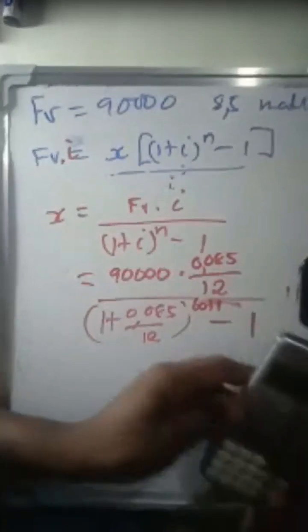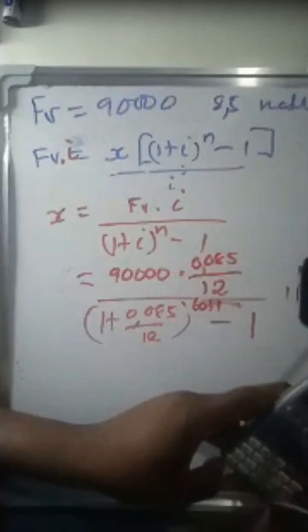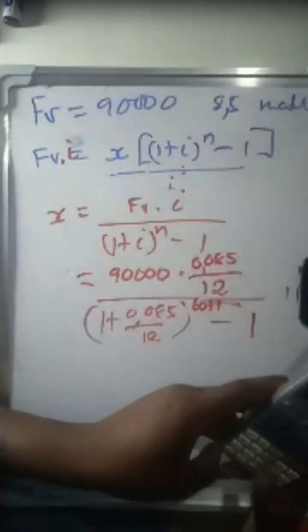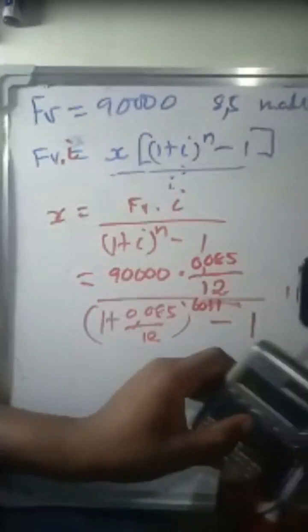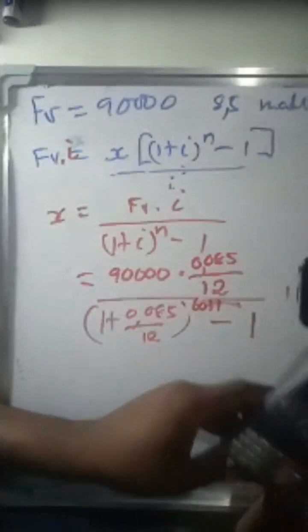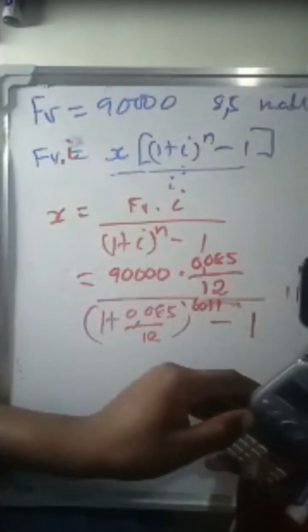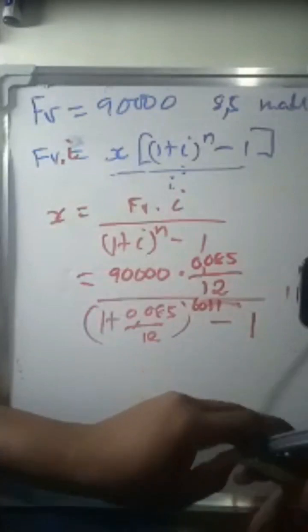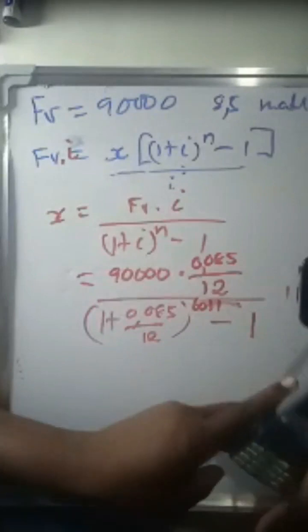Then you are going to get 90,000 multiplied by 0.085 over 12, right? Then in brackets 1 plus 0.085 over 12. You close the bracket to the power of 61, then minus 1.